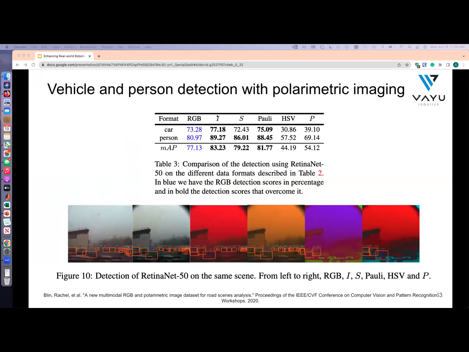But overall, they've shown that using the polarization representation, actually, I should not say additional polarization channels, because you are essentially using a 3-channel polarization representation versus RGB. You see that with 3-channel polarization information, you will be able to do better in this detection task in severe weather.